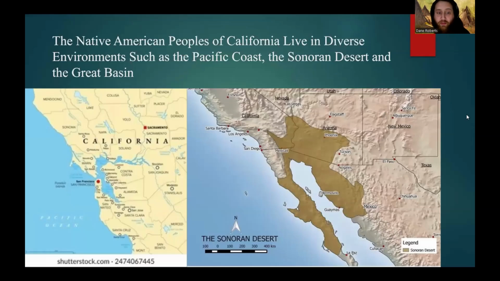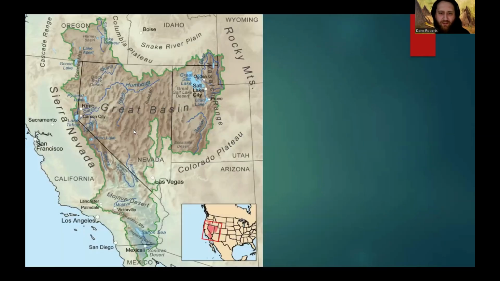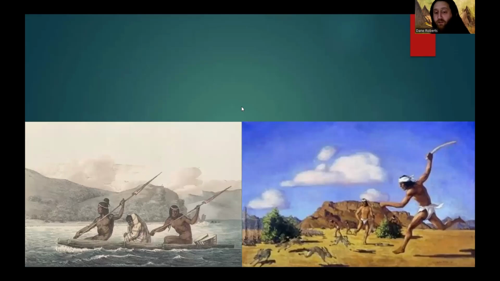And of course, with diverse populations and the various diverse Native American nations, that also comes with another fact: that the Native American peoples of California lived in diverse environments, such as the Pacific Coast, the Sonoran Desert, and the Great Basin. And of course, these all came with various different lifeways. The people on the Pacific coast would oftentimes fish and hunt whales and things, and utilized boat travel and boat cultures, which you can see here.